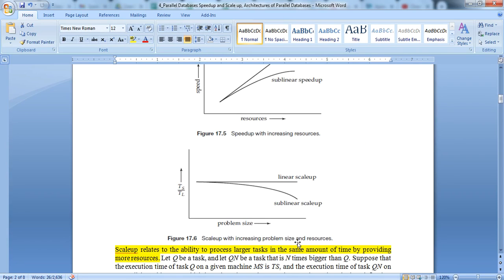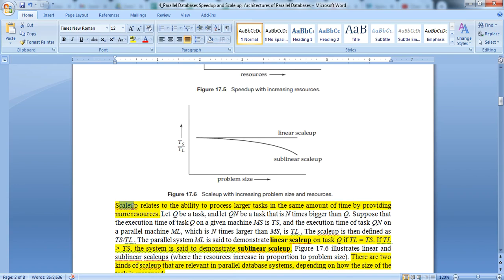scale up with increasing problem size and resources. Scale up is related to the ability to process large tasks in the same amount of time by providing more resources. It means with scale up, within one minute we complete the large task as compared to the small task. Let Q be a task and QN be a task that is n times bigger than Q. Q is one task and QN is a bigger task, n times bigger than Q. Suppose the execution time of Q on a given machine is TS, right?